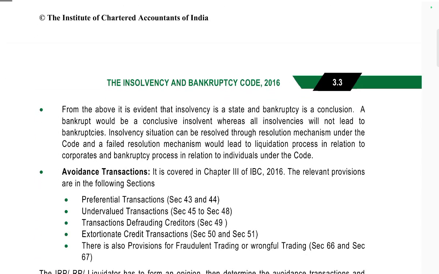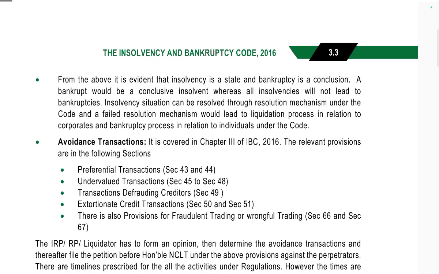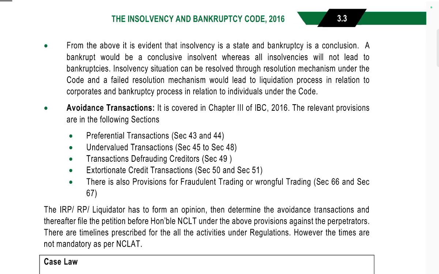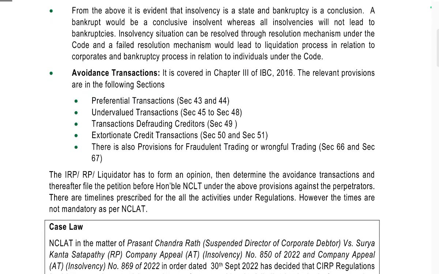For the above, it is evident that insolvency is a state and bankruptcy is the conclusion. A bankrupt would be a conclusive insolvent, whereas all insolvencies will not necessarily lead to bankruptcies. Insolvency situations are being solved through the resolution mechanism under the code, and a failed resolution mechanism may lead to the liquidation process in relation to the corporate, and bankruptcy process in relation to the individual under the code.